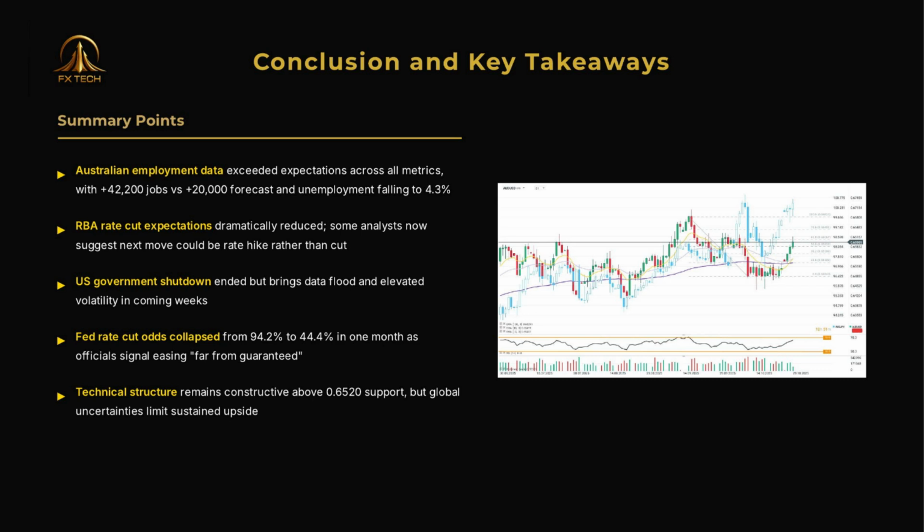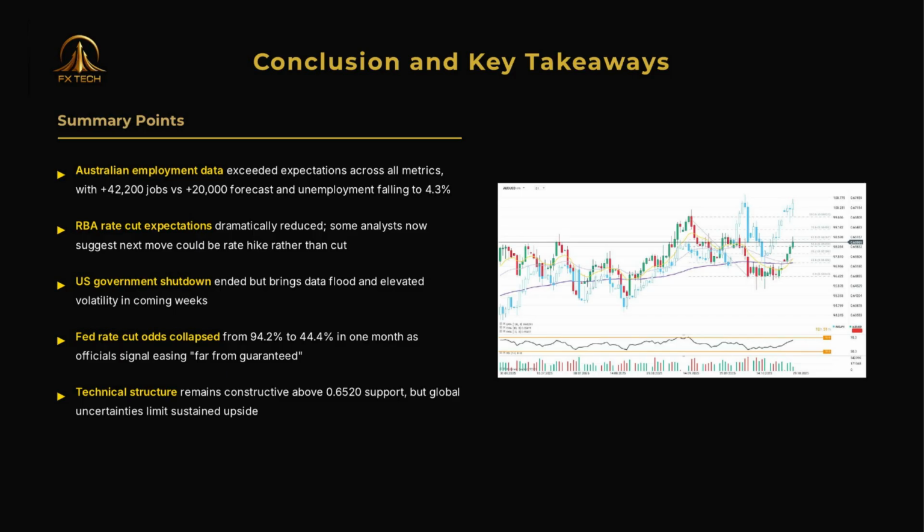Let's summarize the key takeaways from this analysis. Australian employment data exceeded expectations across all metrics, with 42,200 jobs added versus 20,000 forecast, and unemployment falling to 4.3%. This strong data dramatically reduced RBA rate cut expectations, with some analysts now suggesting the next move could be a rate hike rather than a cut.